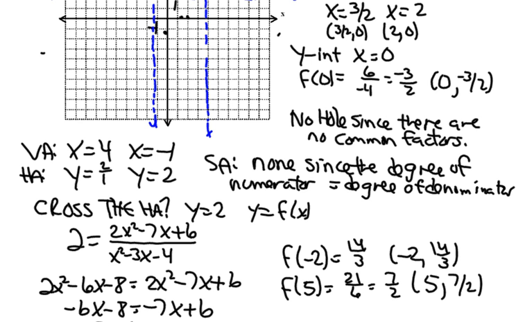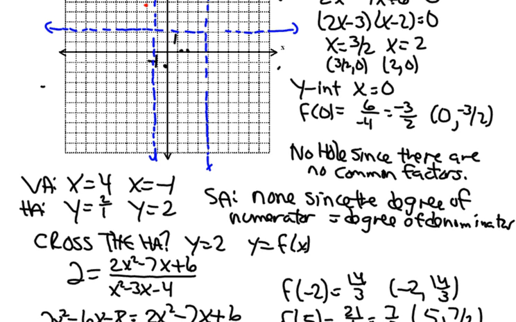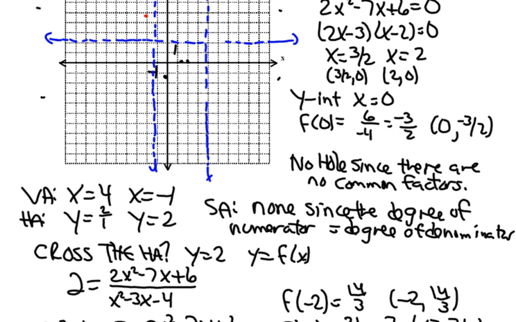Okay? So now what I want to do is to plot these 2 points. In fact, I'll do it in a different color. Maybe we'll pick red here. So, negative 2 and 4 2/3. Okay. And what else? We also need to do what? 5 and 3 1/2.